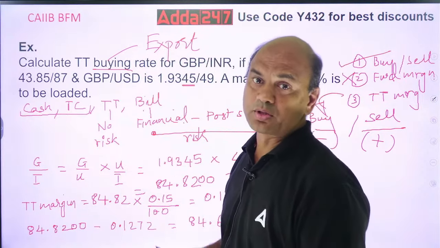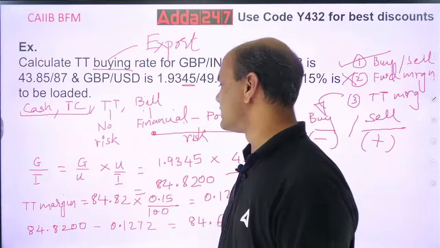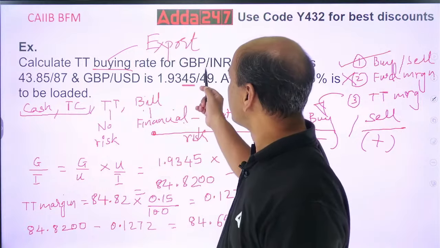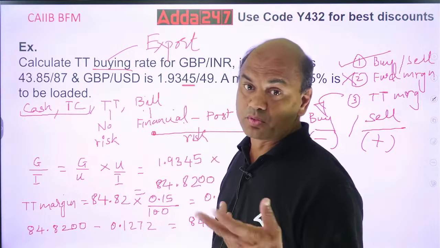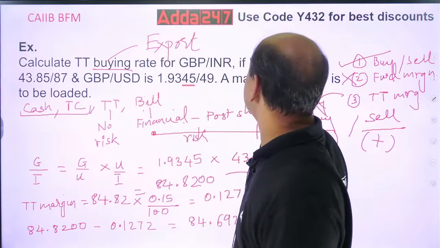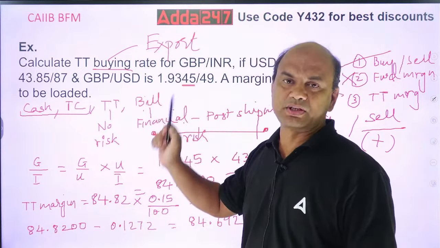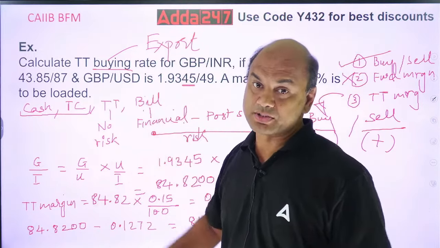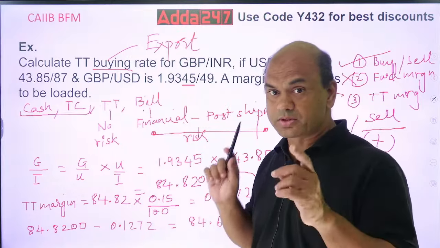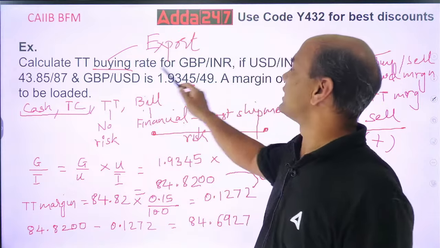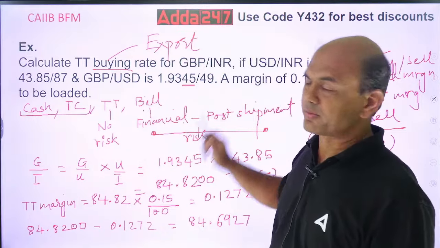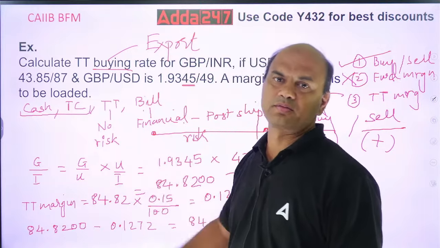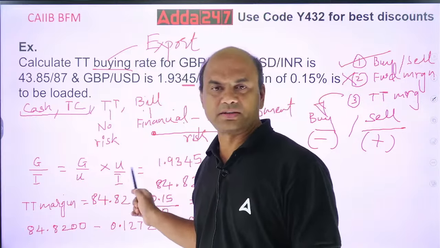Now this is known as the chain rule, or cross currency. Here you don't know GBP to INR, you have to find it out. But what do you know? You know GBP to USD and USD to INR. One thing you must note is that USD can get cancelled, as this is the denominator and this is the numerator. So use GBP to USD into USD to INR. See, USD will get cancelled.